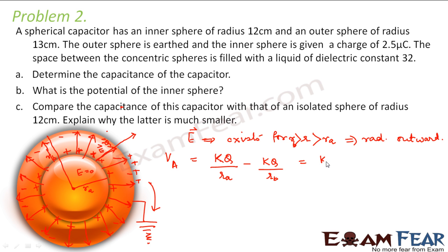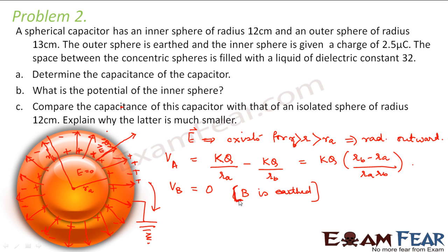So this becomes kq into Rb minus Ra divided by RA/RB. So this is the potential at A. Now what would be the potential for sphere B? Potential for sphere B will be equal to 0. Why? Because sphere B is earthed. So it is earthed, therefore its potential is 0.